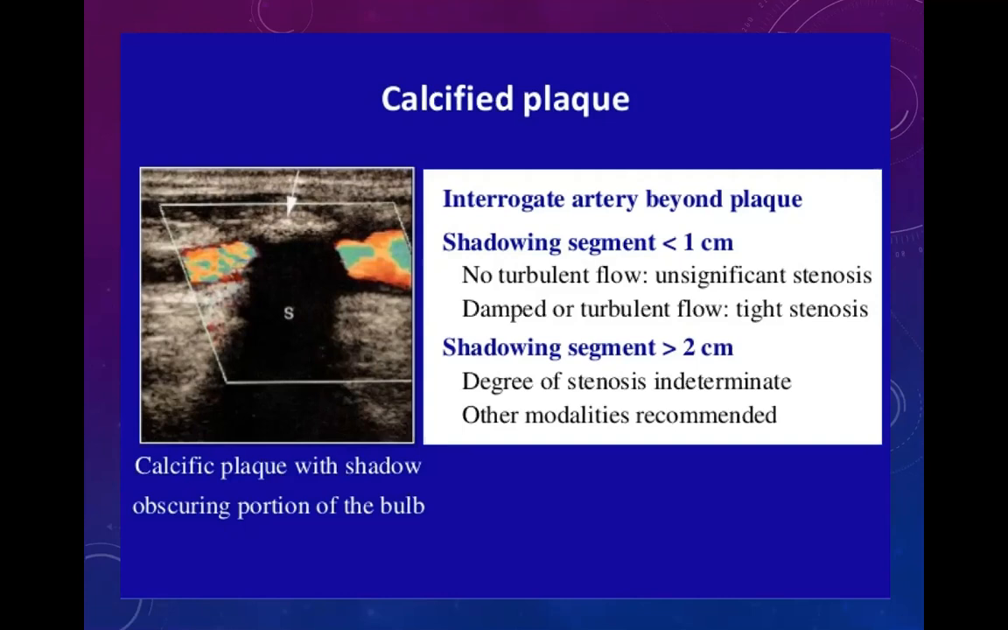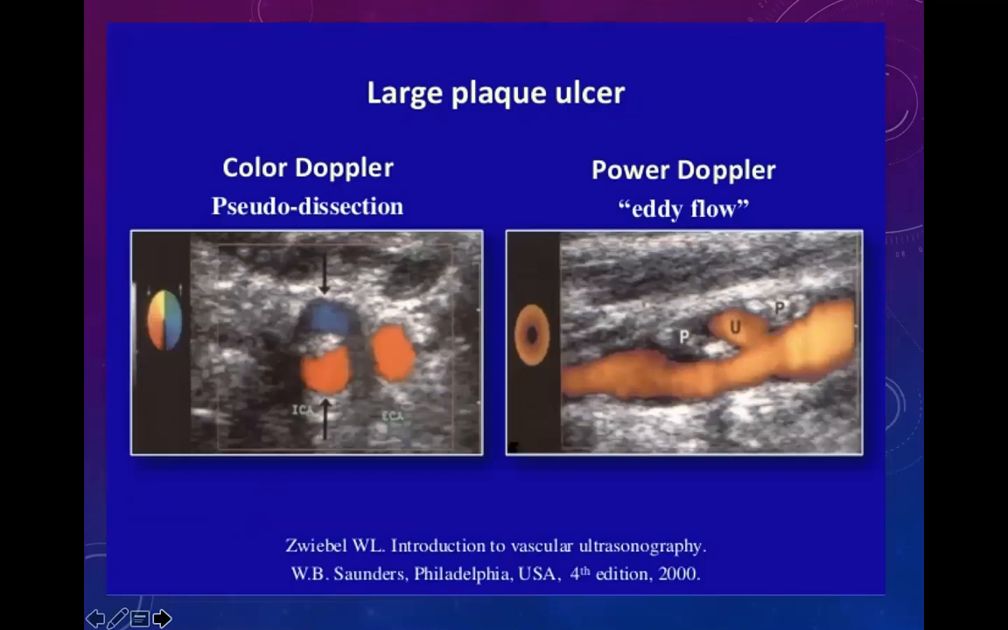So then this is a large plaque ulcer. This is an ulcer which can give an appearance of a pseudo dissection. This is not exactly a dissection, but a plaque ulcer is there, which is giving this appearance. And then on power Doppler, there can be eddy flows like this seen. So this is a pseudo dissection, this color, and this is an eddy flow, which can be seen in a large plaque ulcer in the carotids.